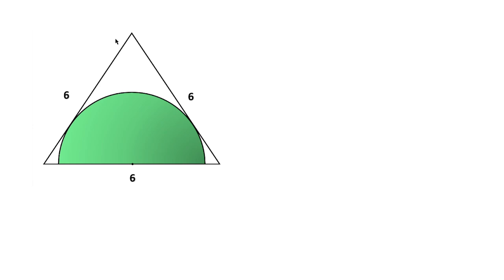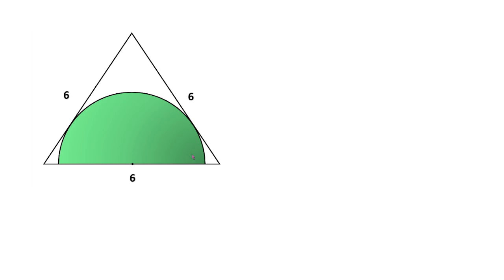In this question, there is one equilateral triangle whose side length is given as 6 units. Then we have to find the area of the semicircle, that is, the green area. For this, we should know one theorem, that is the tangent radius theorem.